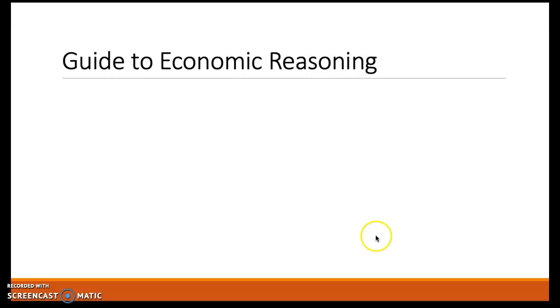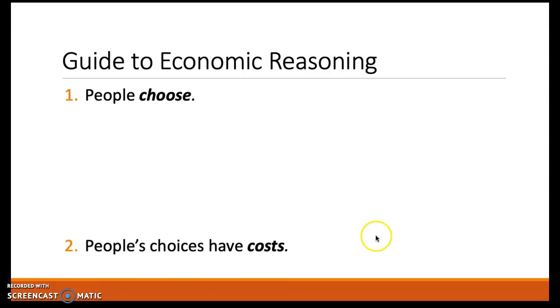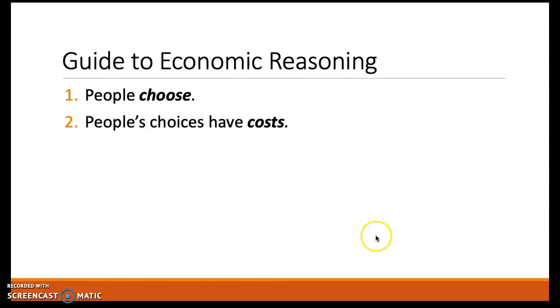So there's 6 steps to this guide. The first one is obviously that people choose. Whether or not we realize it, we are constantly making decisions. We have to choose between one thing or another. With our choices come costs. So, regardless of if we're making the best choice for ourselves, those choices always come with costs.